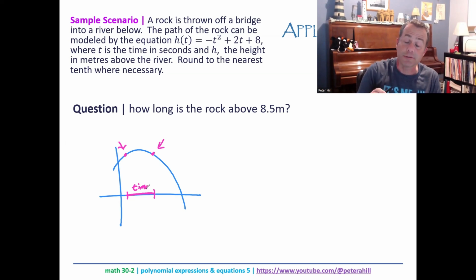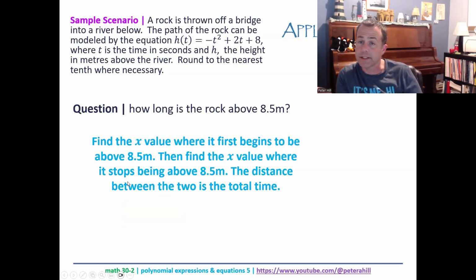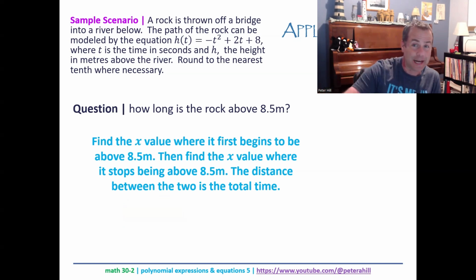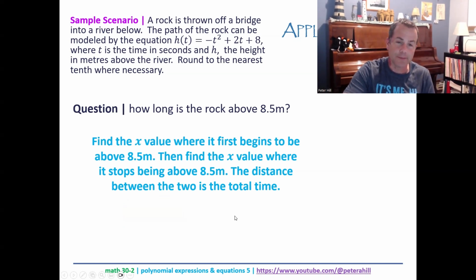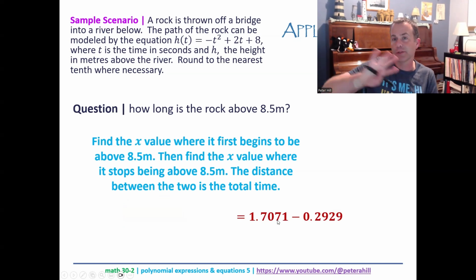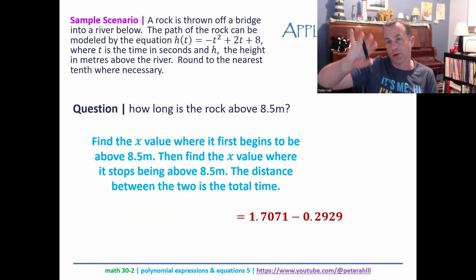Okay, so you need to find two different x values here, the lower one and the higher one, and then you're going to need to subtract them. Okay, so find the x value where it first begins to be above 8.5 meters, then find the x value where it stops being above 8.5 meters, and then the distance between the two of them will be your total time. Of course, I'm assuming as we go through this whole video, you keep pausing me and trying these yourself, because that's how you're going to feel really, really good about this stuff. Your two timestamps are 1.7071 was the larger number, so that was the one on the right.